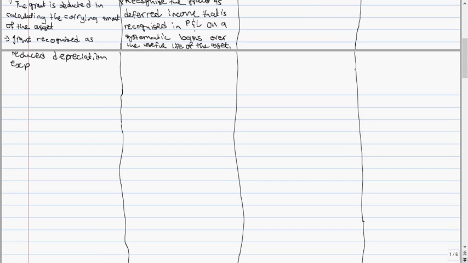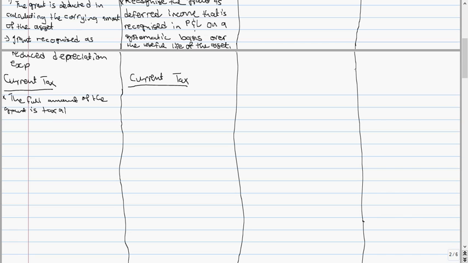Now, in both cases, there are current tax effects. So here we're going to write current tax, and here we're going to write current tax, so that you see the effect of each way of recording a grant. So if you are recording the grant as a deduction from the cost of the asset to arrive at your carrying value, the full amount of the grant is taxable in the year received.